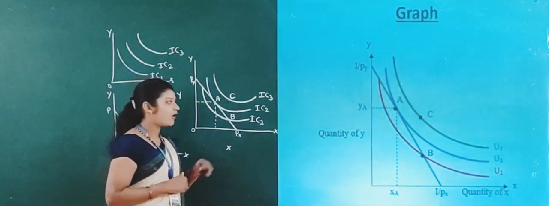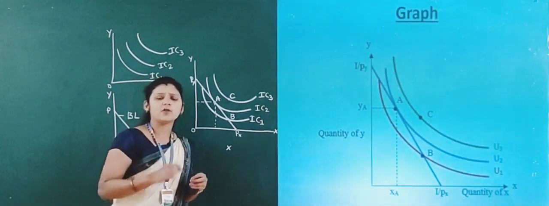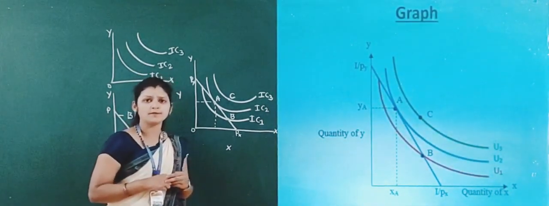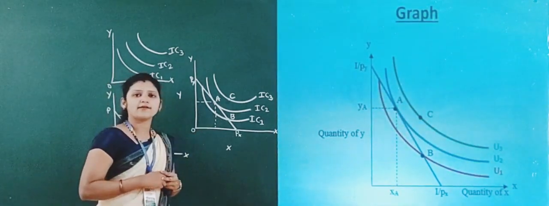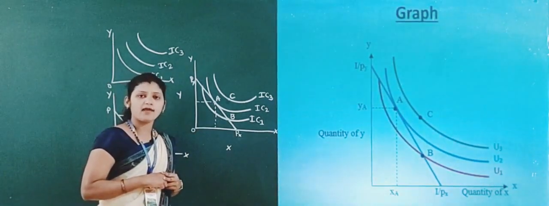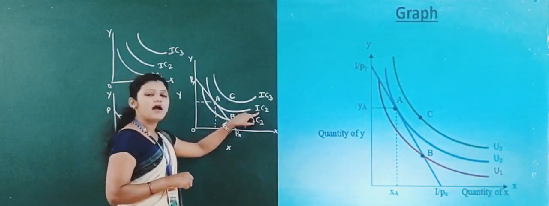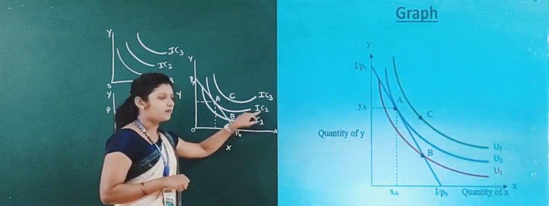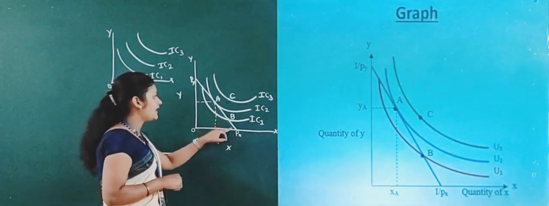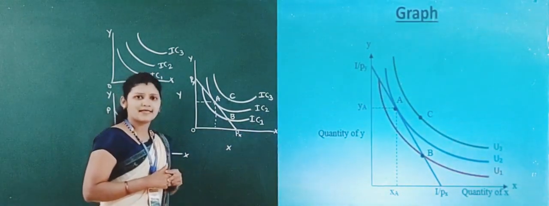Now let's talk about point A. Is point A the optimal choice of the consumer? Yes, point A is the optimal choice of the consumer. Why? Because point A is on the higher indifference curve, that is IC2, and it also lies on the budget line.